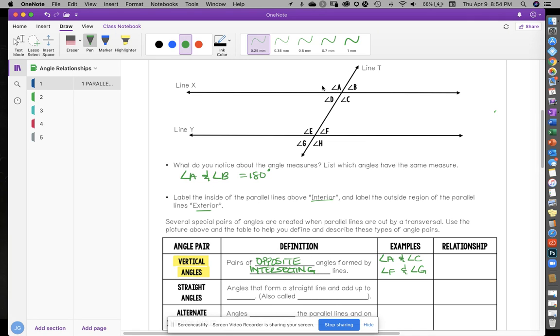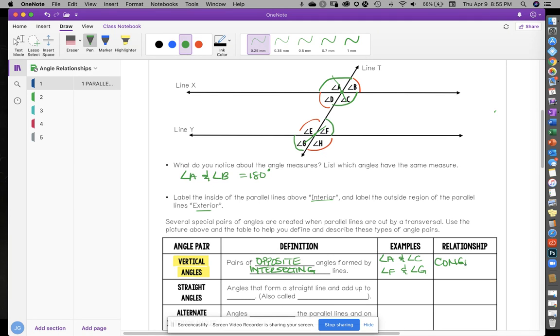So angle A, which is right here, and angle C. Anytime you can go through the vertex and come out the other side, those are called vertical angles. The same thing here, angle F and angle G. So it can also go in this direction. The other ones that are vertical would be D and B, and E and H, if you want to continue that pattern. The cool thing about vertical angles is that their relationship is congruent.